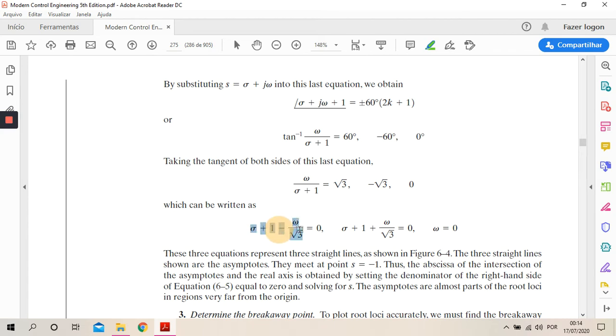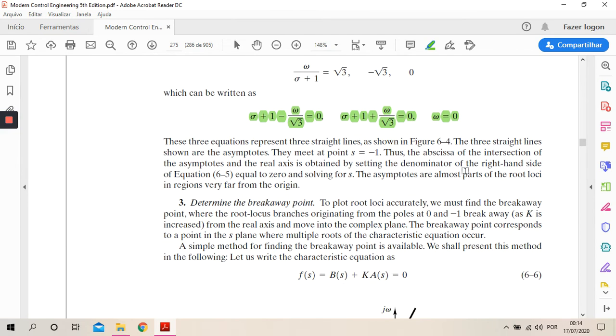so these are the lines. These are the lines, the asymptotes that we are looking for. Sigma plus 1 minus w divided by the square root of 3 equal to 0. Sigma plus 1 plus w divided by the square root of 3 is equal to 0. And w equal to 0. These three equations represent three straight lines. Okay? Three straight lines.